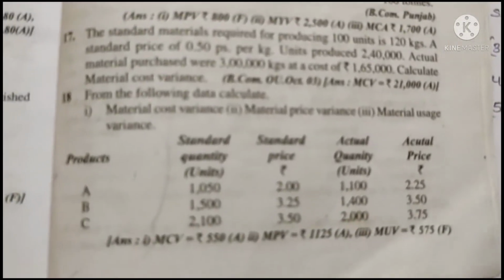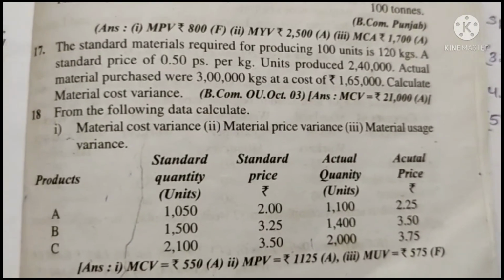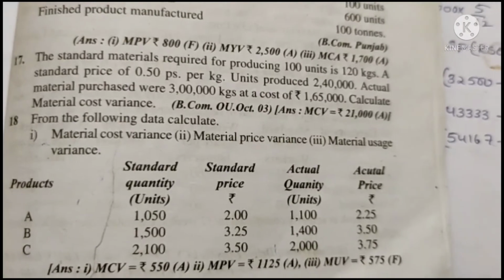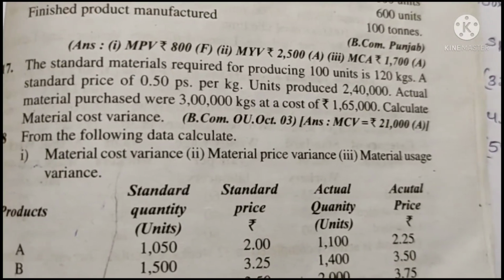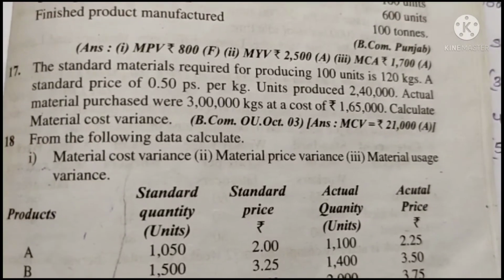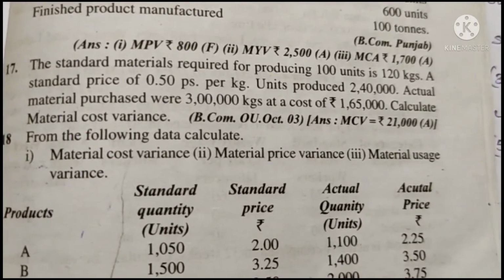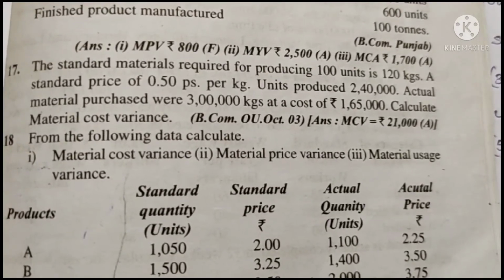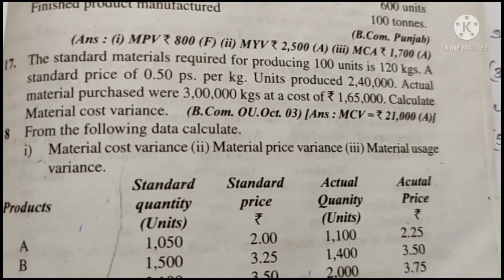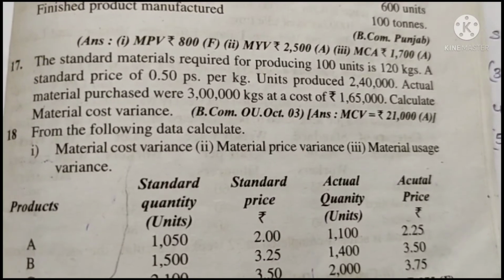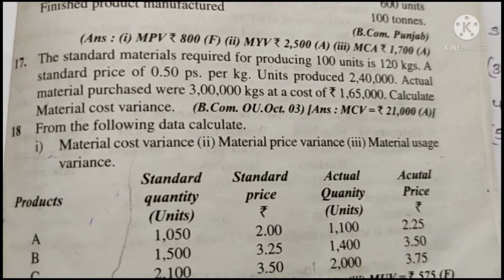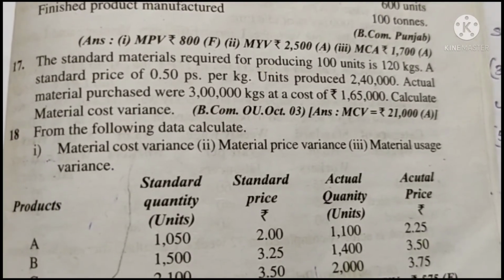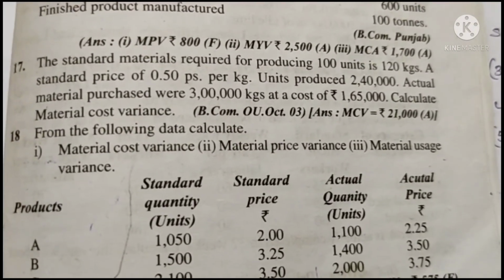Next, coming to the homework sums. Choose 17, 18 homework. 17th is already the same as the second question. I told you the second question, so do it the same way as the second question. Okay, but have a look once. The standard material required for producing 100 units is 120 kgs. Standardly, what he has given as information is that for producing 100 units, 120 kgs of raw materials are required. And standard price SP is how much? 0.50 per kg. Units produced 2,400. So actually how many units have they produced?